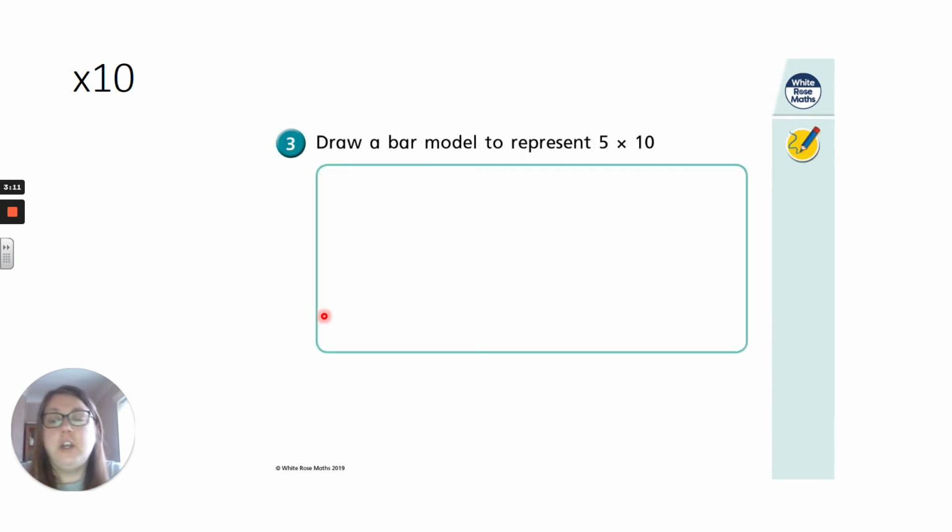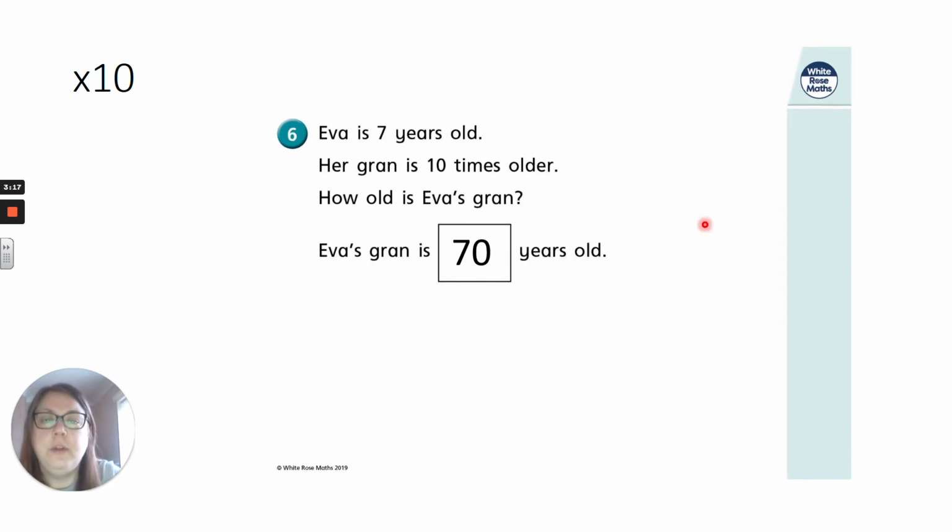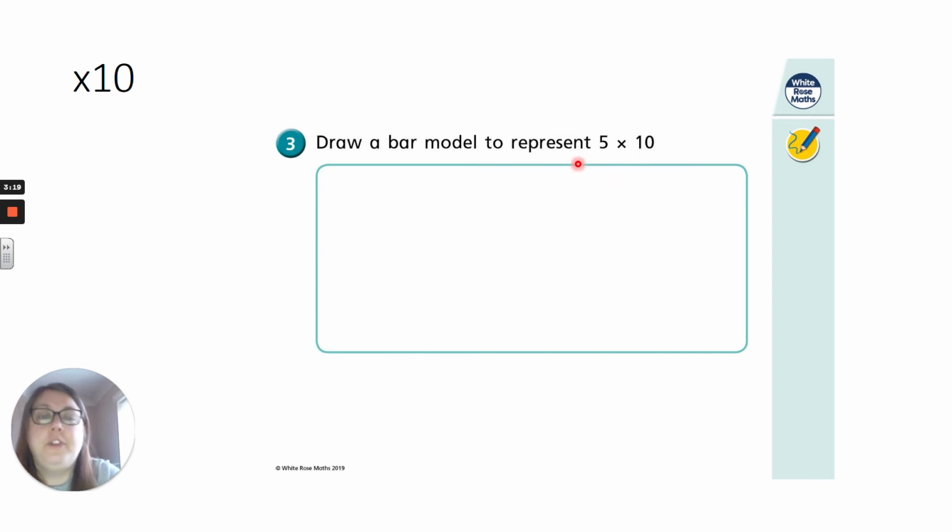So I want you to have a go at drawing a bar model this time. So if I go back to the bar model, like this, just to remind you. I want you to draw a bar model that represents 5 times 10, okay? So you need 5 parts, and in each part is going to be 10, and then your whole is going to be whatever 5 times 10 is. So can you draw a bar model to show me 5 times 10? Pause the video and off you go.